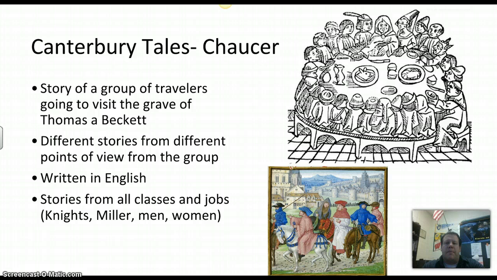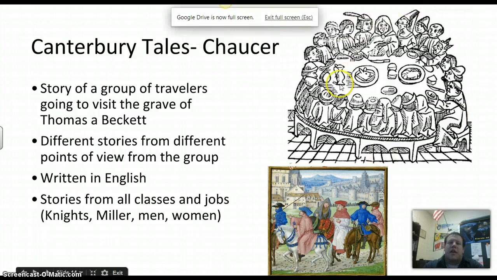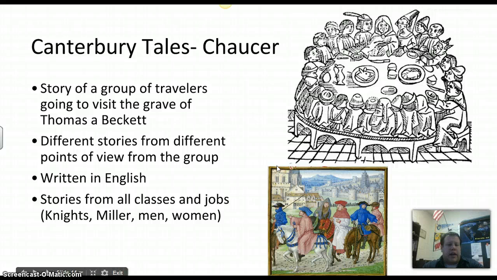And basically, as these travelers are at this inn, they have to all tell different stories about what they're doing and what their life is like. So first off, it's written in English. It's tough for us to read today. It's in ye olde English a little bit, but you hear stories from all different kinds of classes of people. There's a noble knight there. There's a person who works as a miller. There are men. There are women. There are rich. There are poor. You hear different varieties, different stories from all different kinds of people. It definitely has that humanist idea to it that way.